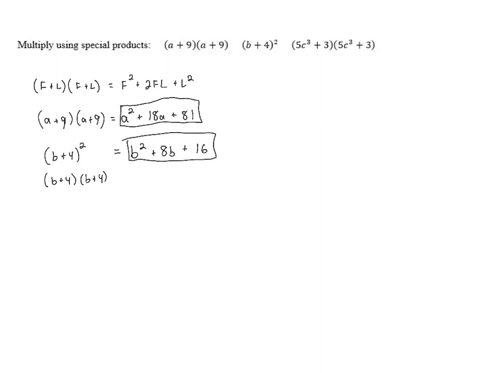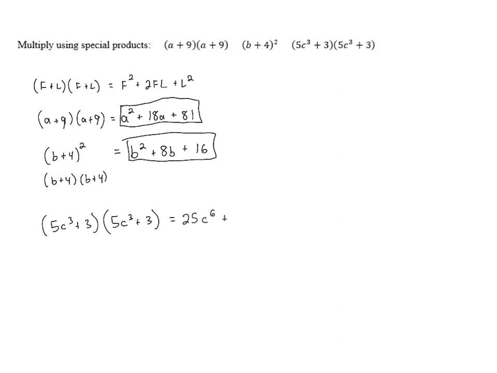And then finally, we've got one more, 5c cubed plus 3 times 5c cubed plus 3. This fits the pattern as well. We've got a sum of two terms times itself. Let's see how quickly we can use the formula. We've got to square the first term. 5c cubed, if we square that, gives us 25c to the 6th. 5 squared is 25. C cubed squared is c to the 6th.